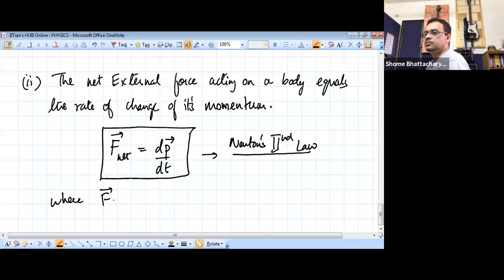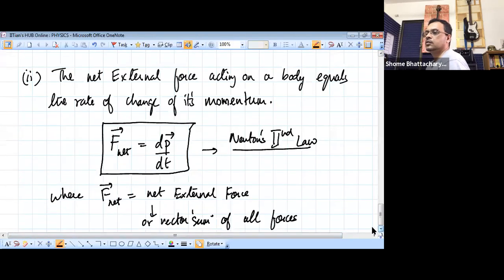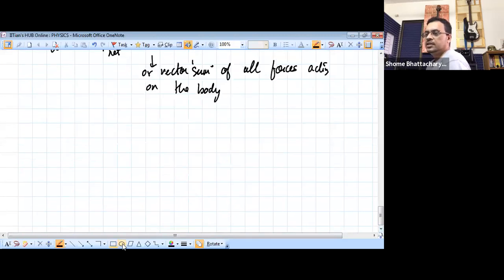Let's understand each term. Left hand side, this is the net external force. So in other words, it is the vector sum of all forces acting on the body. I'll come back to this statement. I'll give you time to write it down. But let's first understand this.